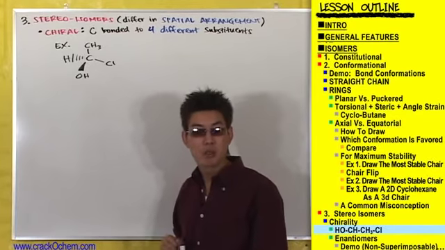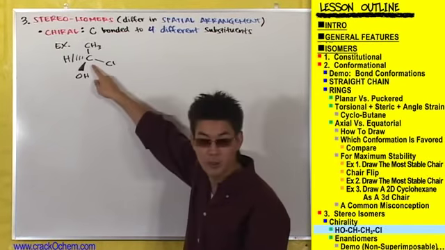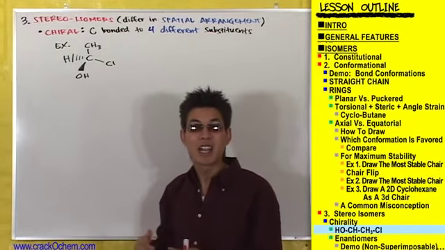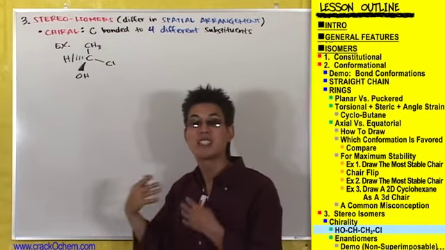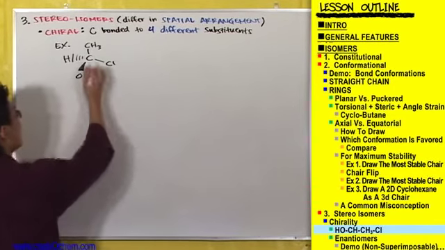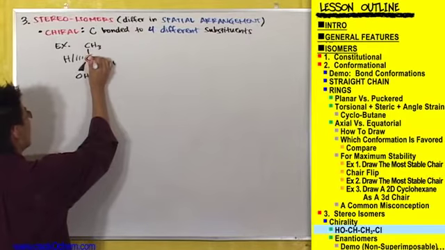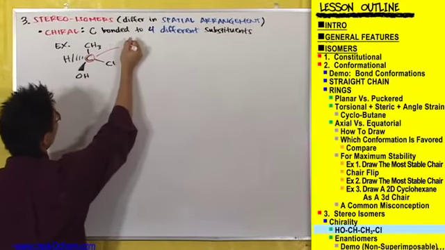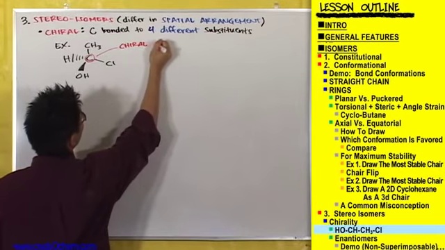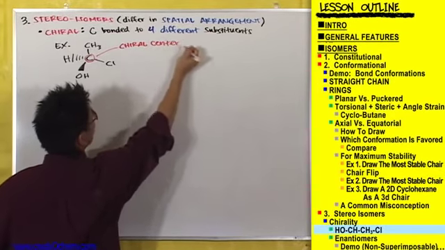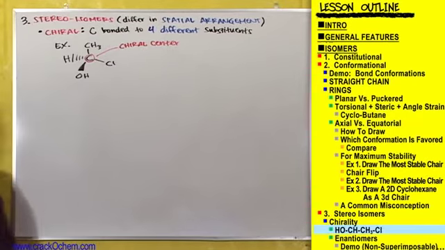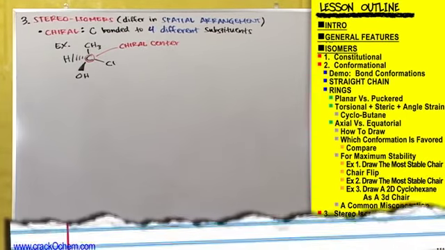And hey, just to give you some vocabulary you might hear, this carbon in the center that's surrounded by these 4 different substituents, this is known as a chiral center, or another name for this is a stereocenter. Okay, so if you want to write that down, this carbon that's in the center, surrounded by these 4 different substituents, this is known as a chiral center. Or you'll also hear this thing be called a stereocenter.